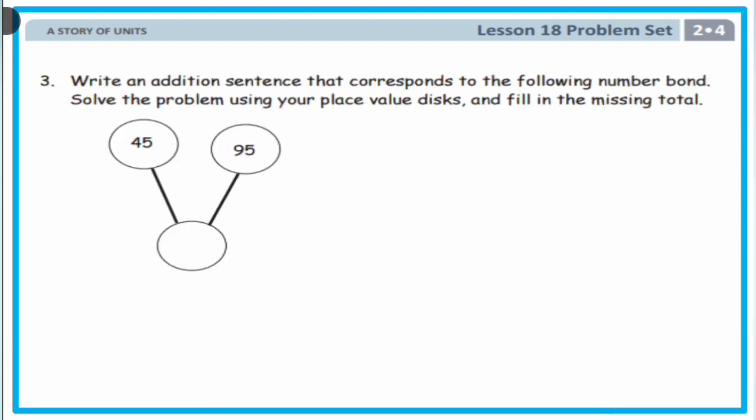Question number 3, add 45 and 95 to get what's missing in the number bond.